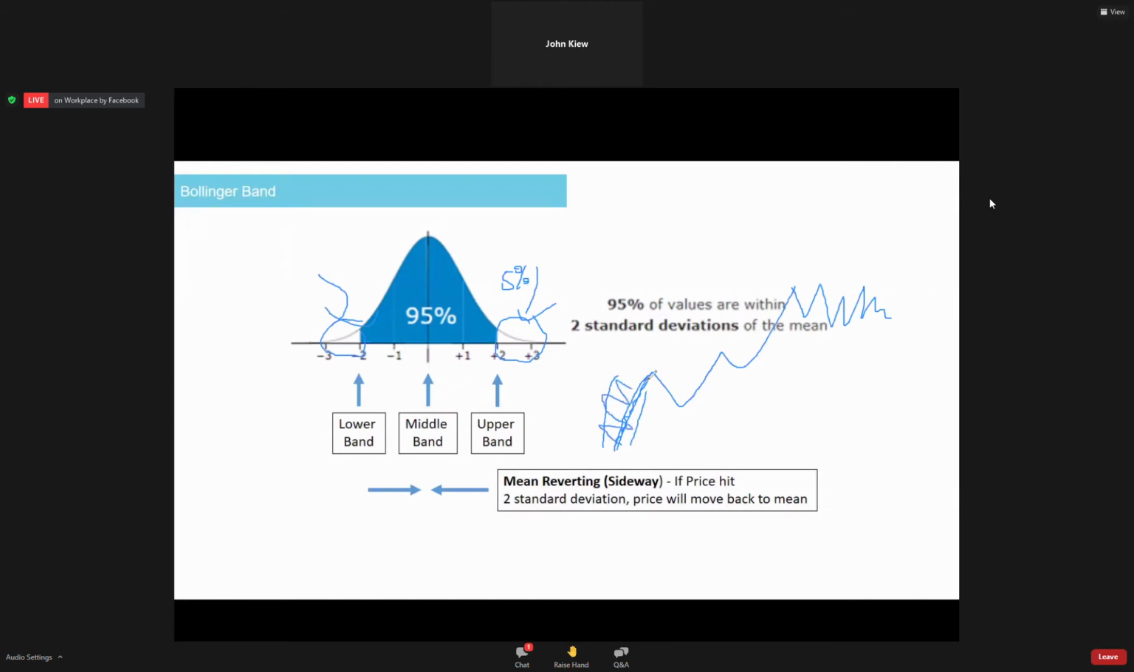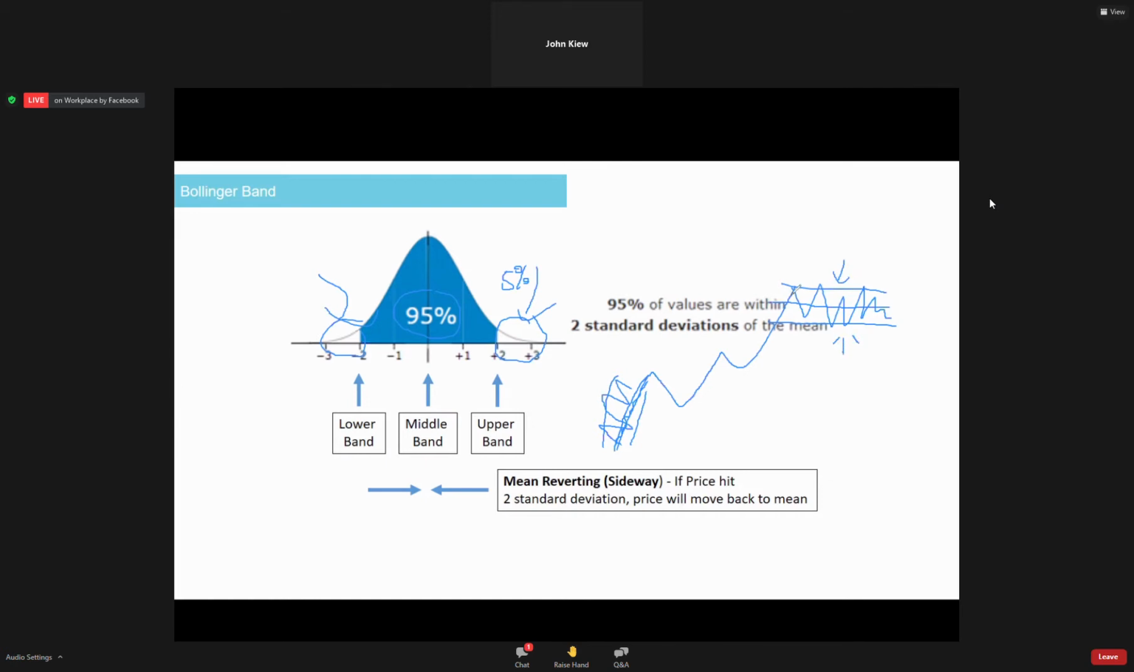Okay, and during sideways, usually the Bollinger Band will go parallel. Okay, it's because the normal distribution curve tells us that 95% of the price action is within the band, within a mean reverting scenario. So this is a middle band, and this is your upper band, and this is your lower band. Okay, so that comes to a very important clue.